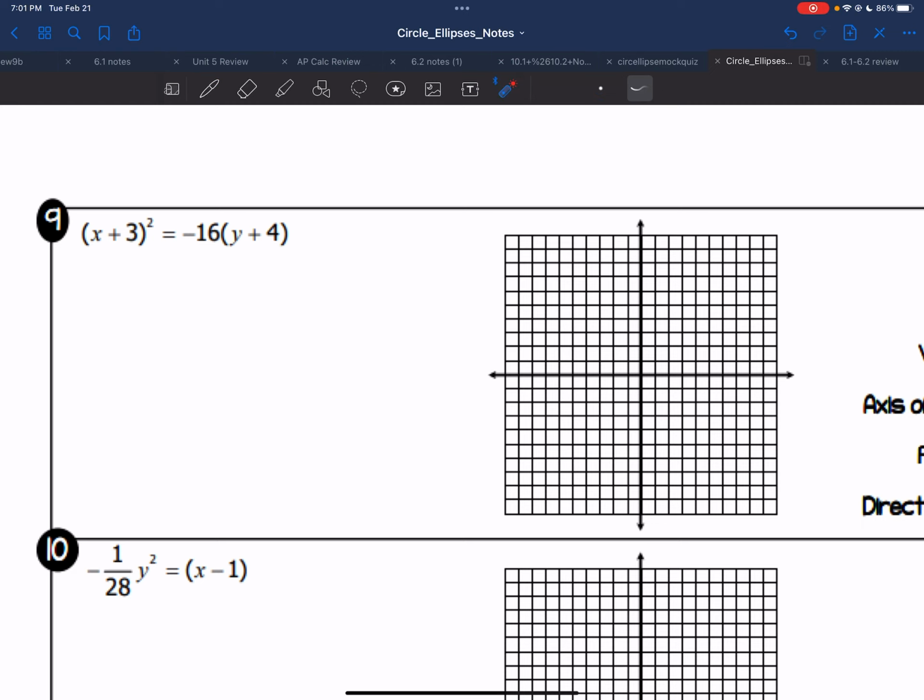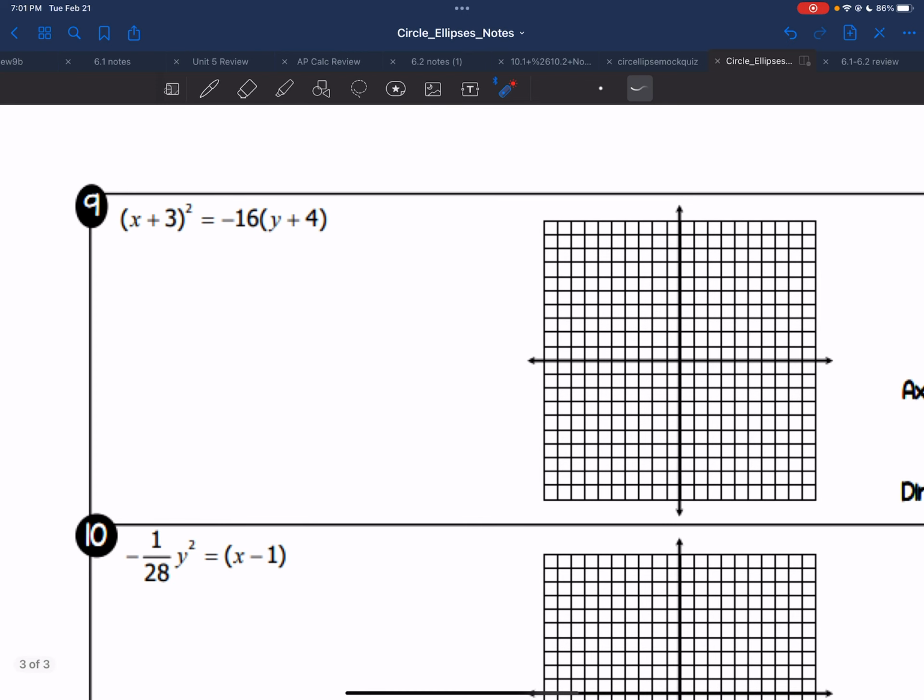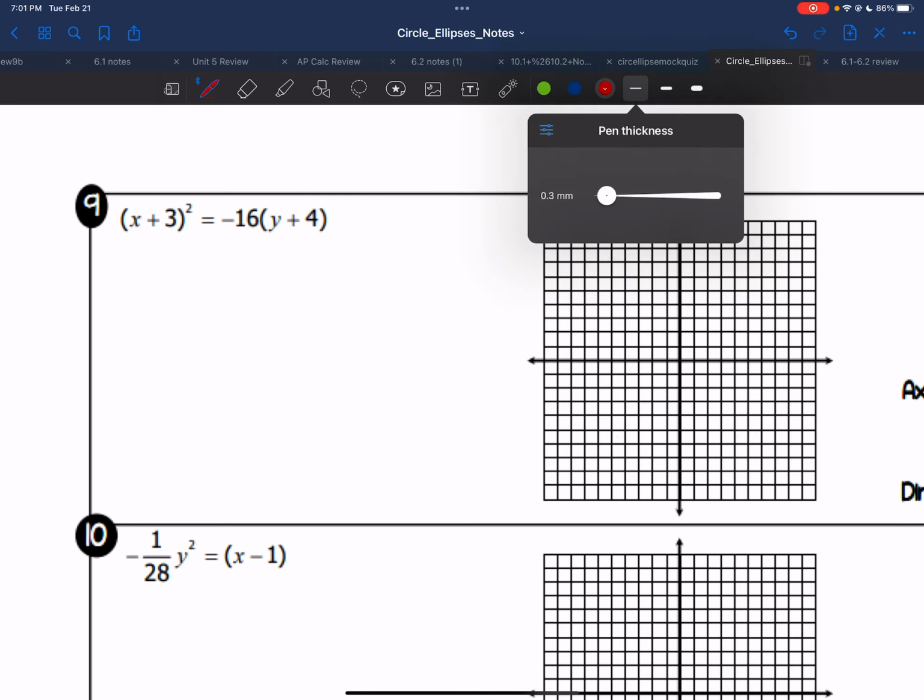All right, let's take a look at number 9. This one, we have x being squared, so we know it's going to be up or it's going to be down. And I look at my latus rectum to see if it is positive or negative. This is negative, so we have a frowny face. So we know that we're going to have a graph that goes down. And I'm actually going to draw that like this just so that I remember.